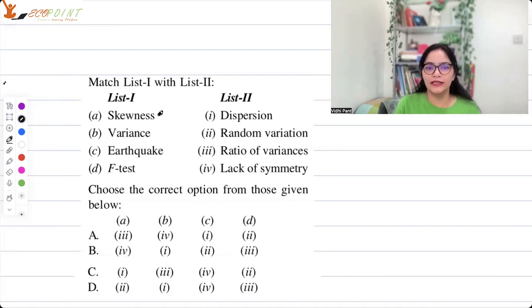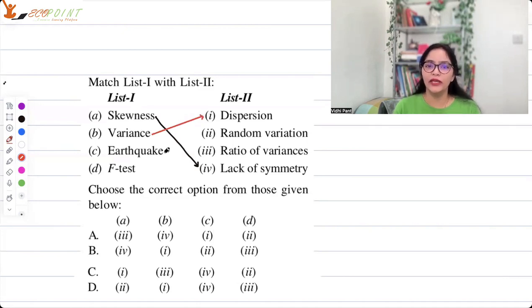So skewness depicts lack of symmetry, right? Skewness depicts lack of symmetry. You could have left skewed, right skewed. It's just not symmetric. That is, it's not the case that a 50-50% division is on the left and right. Variance is clearly a measure of dispersion.